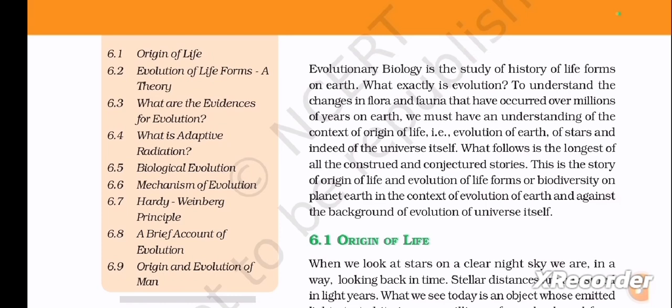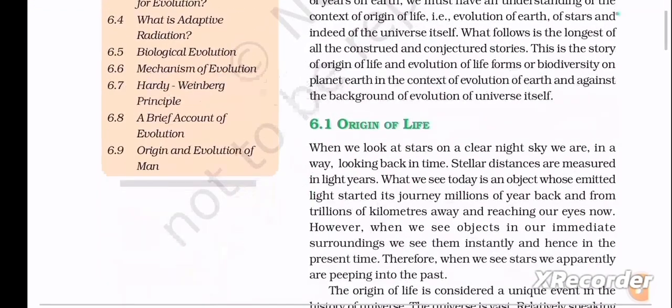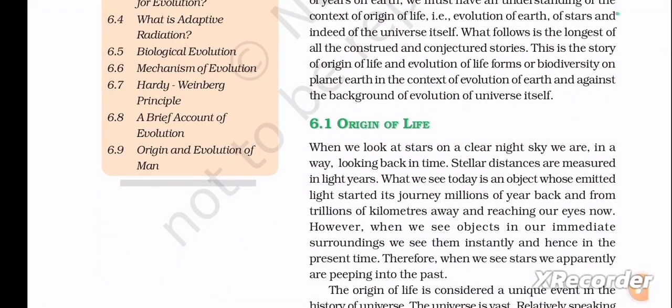What follows is the longest of all constructed and conjectured stories. This is the story of origin of life and evolution of life forms or biodiversity on planet Earth in the context of evolution of Earth and against the background of evolution of universe itself. First one, 6.1 Origin of life.